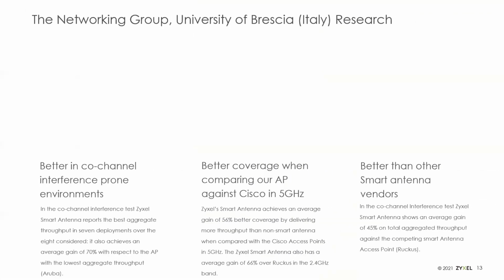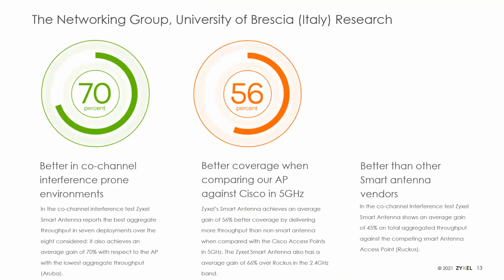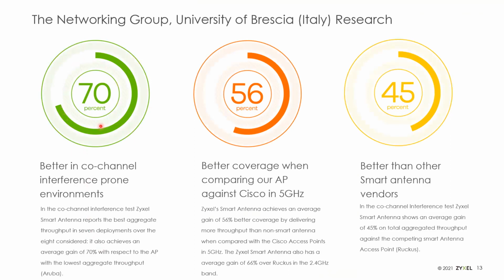Some of those takeaways, just really quick, in co-channel interference prone environments, which is basically everywhere these days, up to 70% improvement with smart antenna versus non-smart antenna access points. Compared specifically against Cisco, 56% better performance. And then also when looking at other smart antenna vendors, in this case Ruckus, up to 45% better performance depending on the test.